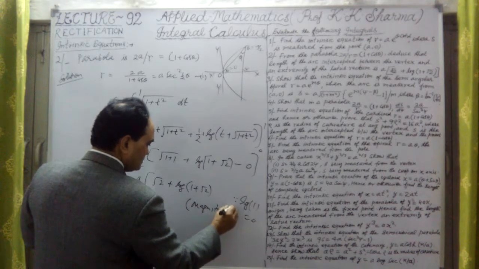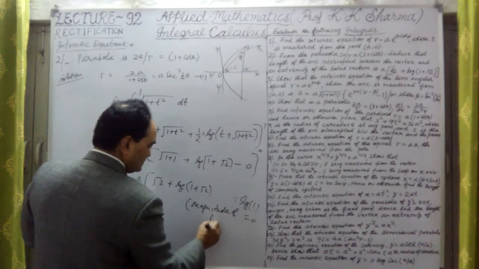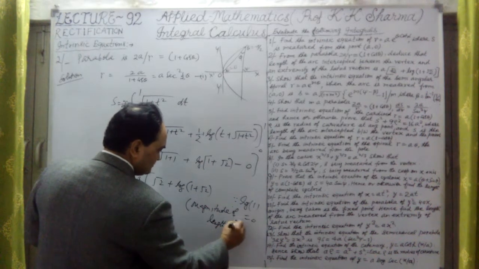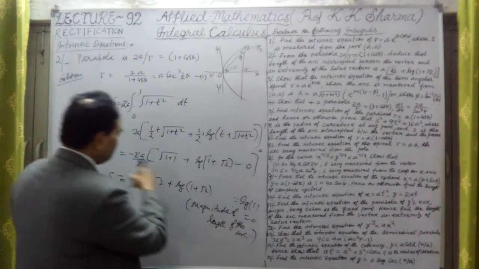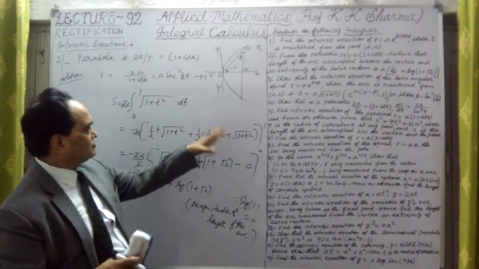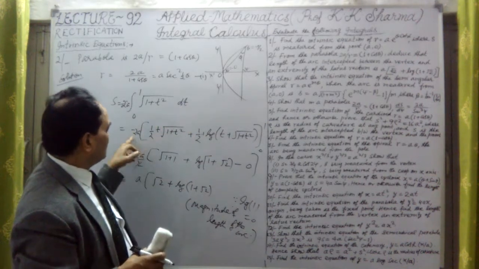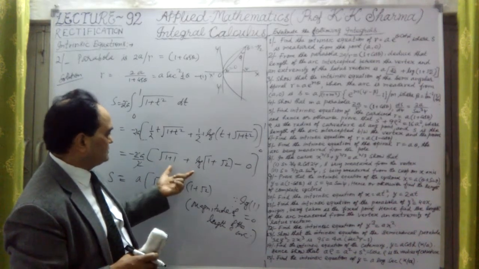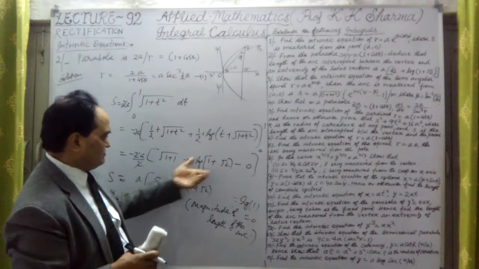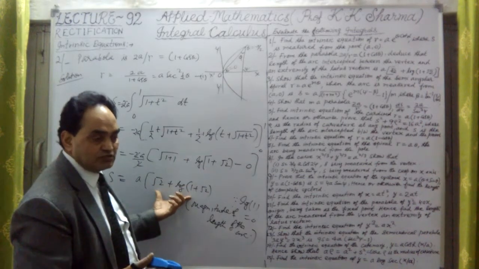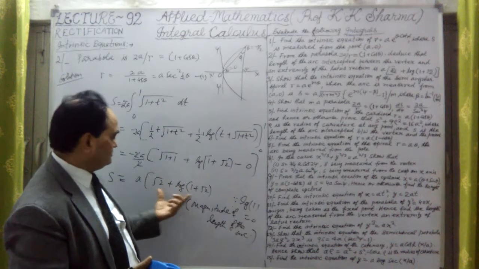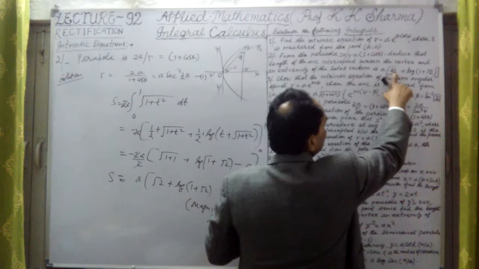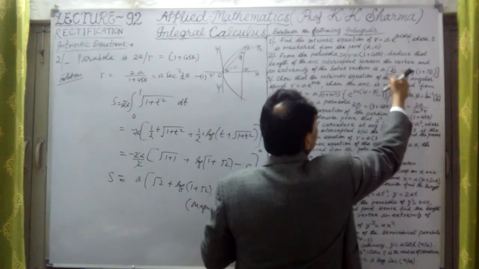Magnitude of the length of the arc here. Otherwise the sign was negative here. This negative sign was coming because of minus dt. No problem. But 0 to 1 limits we substituted finally. That is giving us negative length, but the magnitude is positive. The length is always positive. So this we have taken. The same thing is obtained: a into under root 2 plus log of 1 plus root 2. This we have to prove.